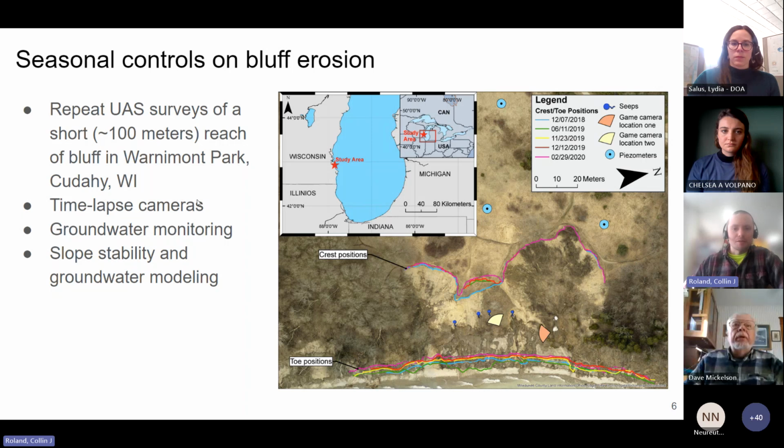The first story I'm going to tell is about seasonal fluctuations in bluff recession. This is some work that we did out in Warnemont Park in Cudahy, Wisconsin. We did a shotgun of observations. We put some groundwater wells in, we put some time-lapse cameras out, and we did a lot of repeat structure from motion photogrammetry to measure terrain change at this bluff. It had some pretty active seeps, which you can see by these little blue dots at the bottom of this figure. Those are the locations of really active seeps.